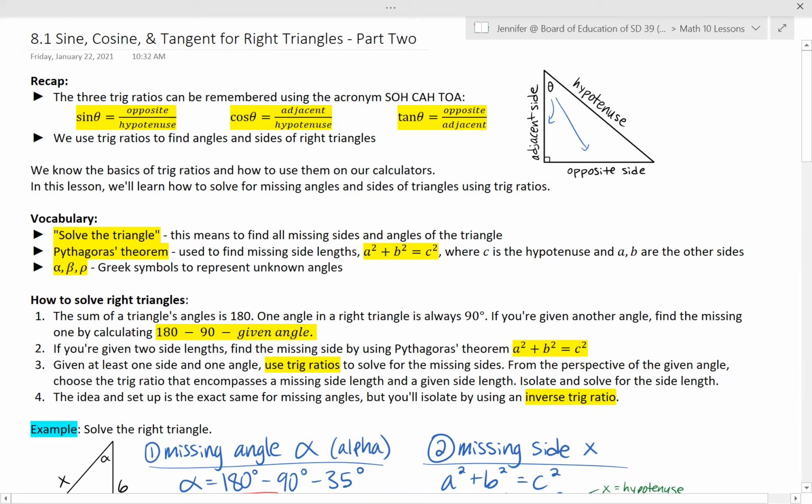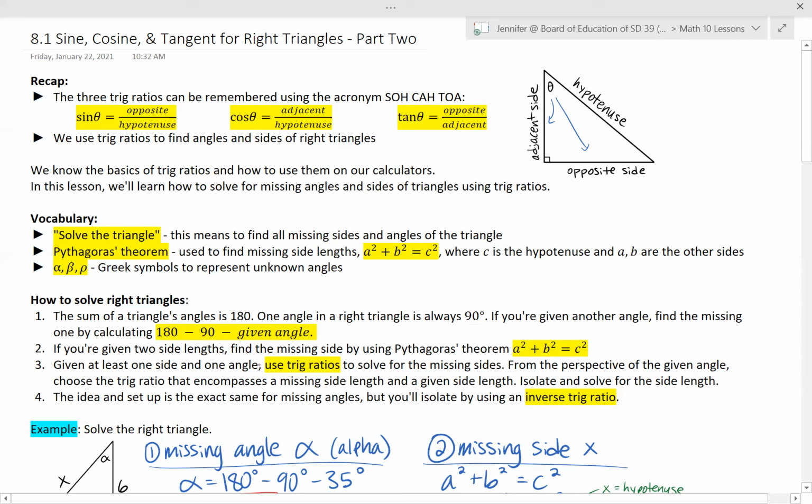The first is a reminder that the sum of a triangle's angles is 180. So all three angles added up equals 180. And since we're only dealing with right triangles, we know that one of those angles is always 90 degrees. So if you're given another angle, then you can find the missing one by calculating 180 minus 90 minus whatever you're given.